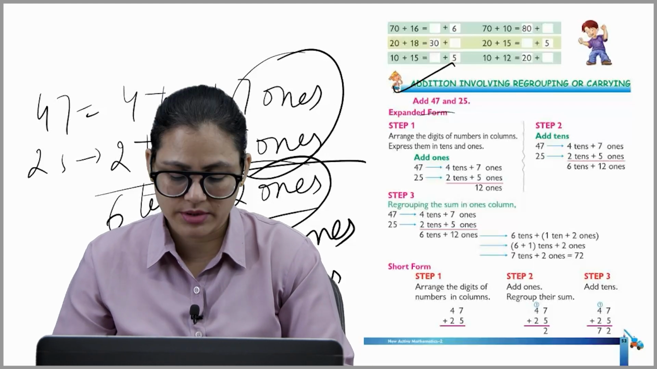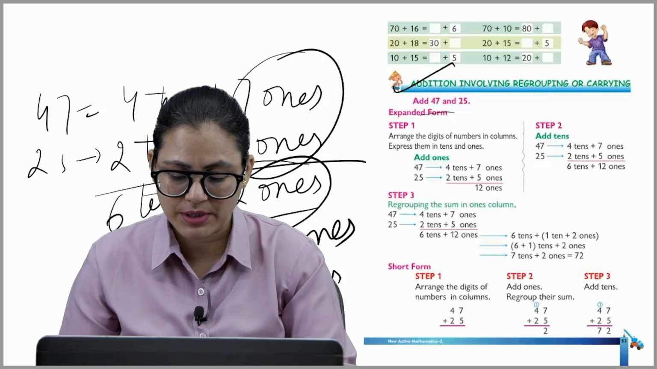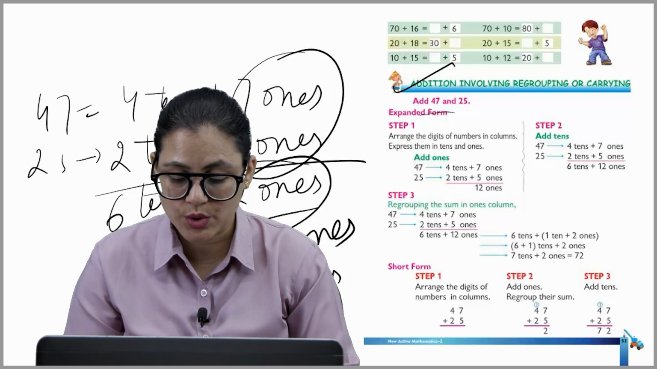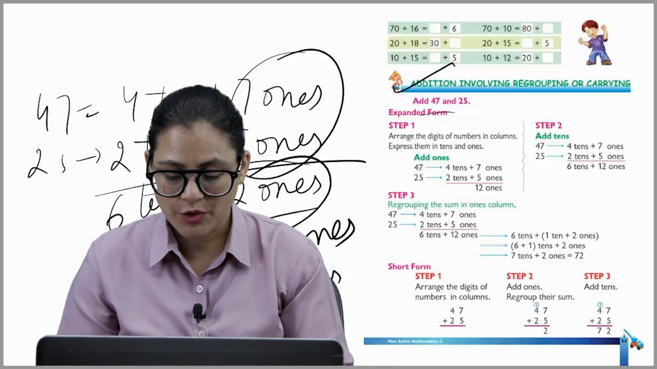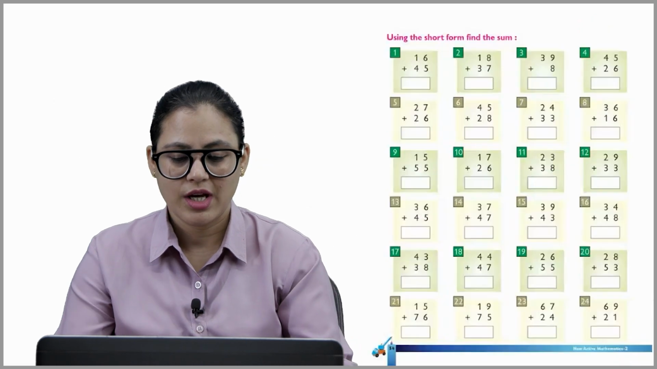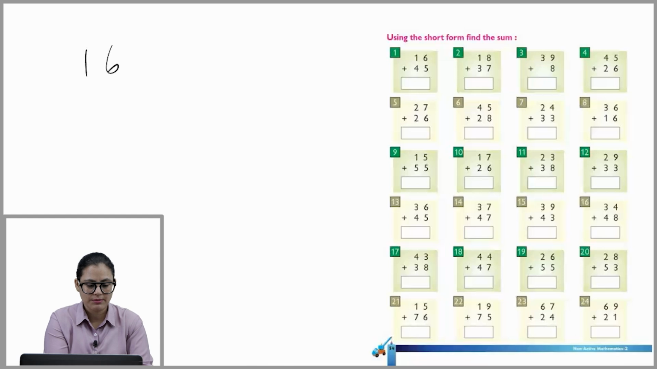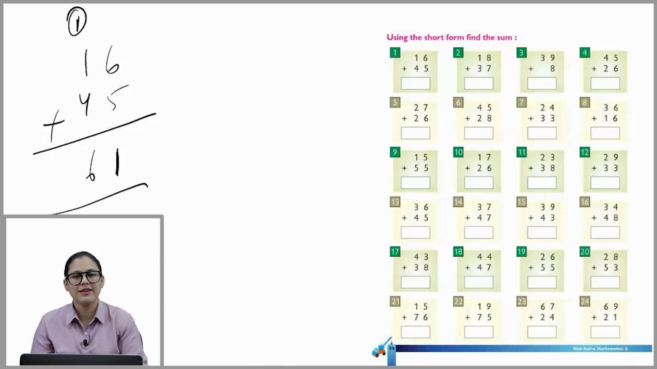Next, short form. Step 1, arrange the digits of numbers in columns. Step 2, add ones. When we add ones, 7 plus 5, the sum is 12. But remember that we will write only 2, and 1 we'll write over 4 as a carry. So 4 plus 2, 6 plus 1, 7, and the sum is 72. Using the short form, find the sum. 16 plus 45. 6 plus 5, 11. But we'll write only 1 here. 4 plus 1, 5 plus 1, 6. 61 is the answer, right?